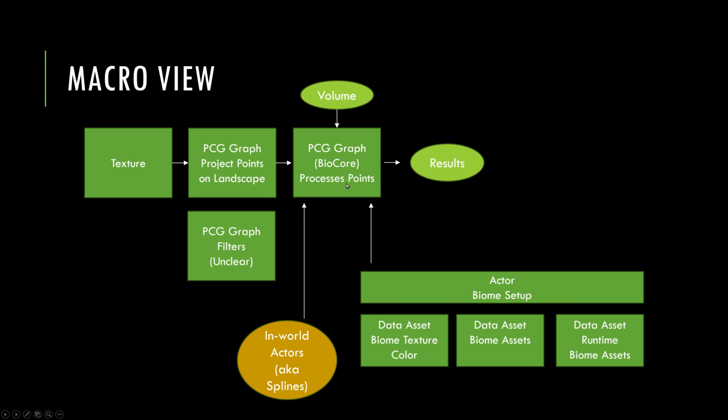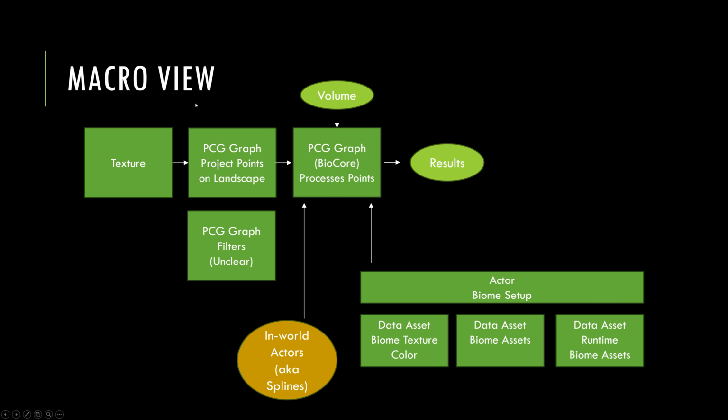That projection is then fed into the Biome Core PCG graph, which is the main graph of the system. It basically takes the data off of that projected texture onto the landscape and then processes the various settings that you have set up in the system to generate your results. It is constrained by a volume, so you have a volume that you can size in world to cover as much or as little of the landscape as you'd like. I tend to start small for speed and iteration.